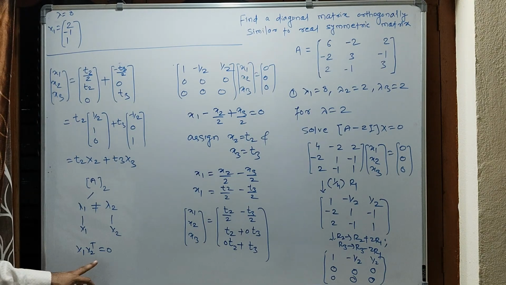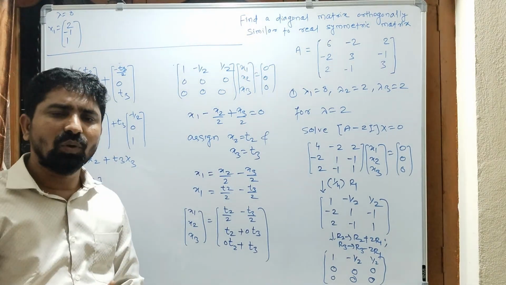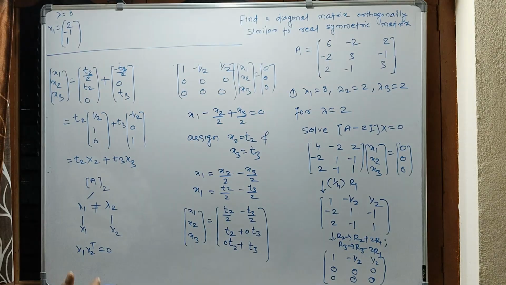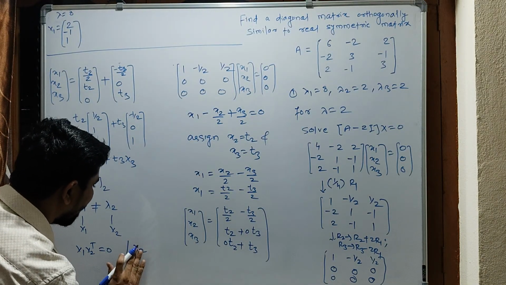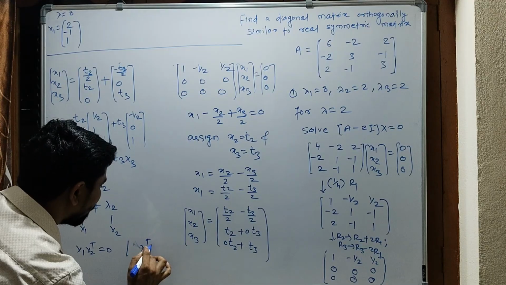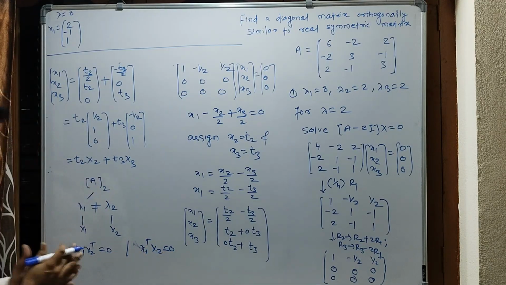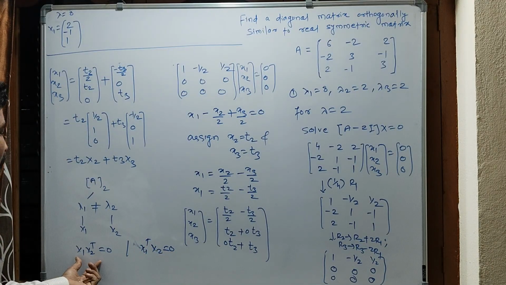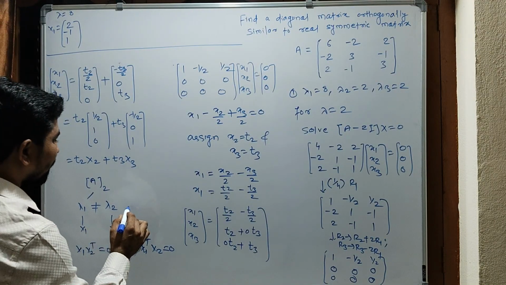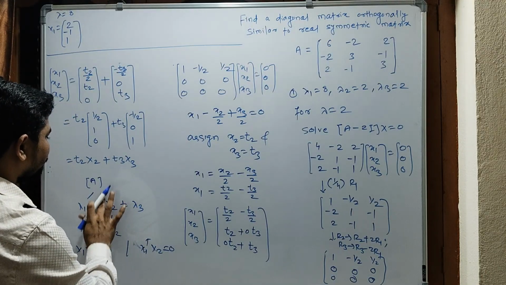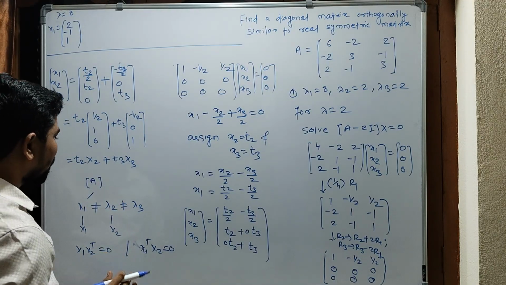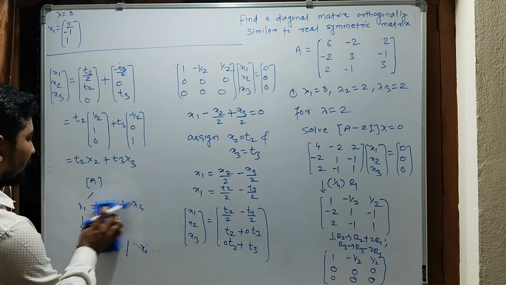Or you can take x1 transpose x2 equal to 0. Either one is 0, so you have to show either this or this. But here our matrix is of order 3 by 3, so we will get three eigenvalues.